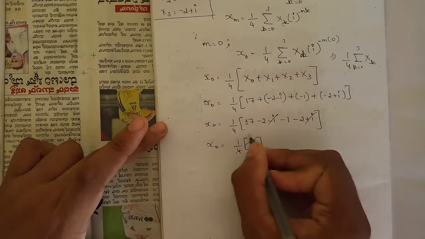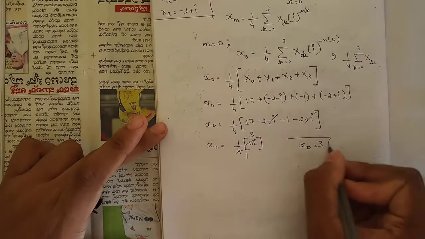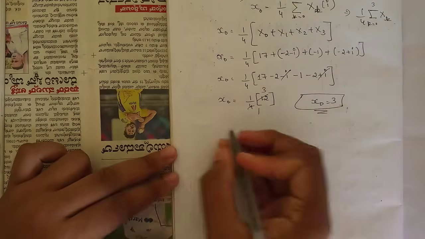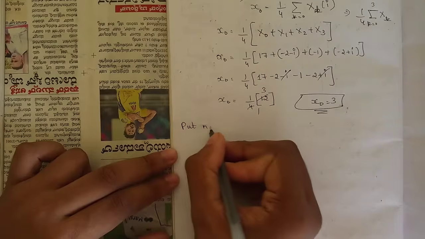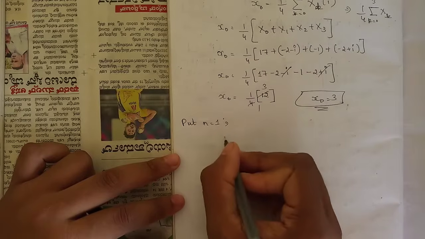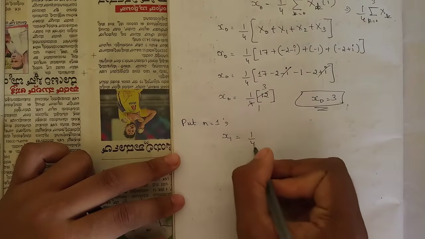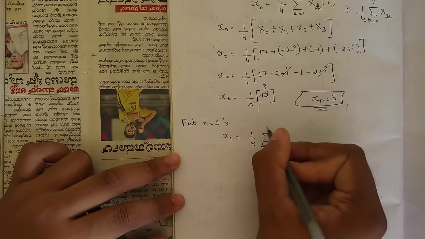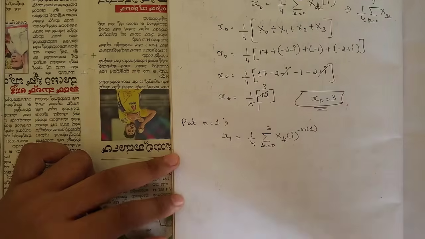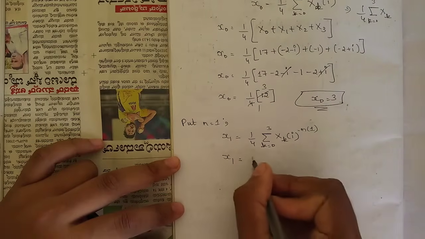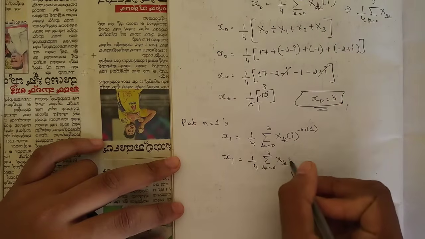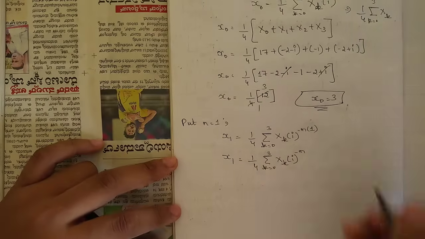So 4 ones are 4, 4 threes are 12. See, we are getting the value of x naught as 3. Correct, right? The value of x naught is 3 only, right? So now put n is equal to 1 and find the other values, that is x1 is equal to 1 by 4 summation k from 0 to 3 of xk i to the power minus n into k, and n is 1 now. So x1 would be 1 by 4 summation k from 0 to 3 of xk into i to the power minus k.